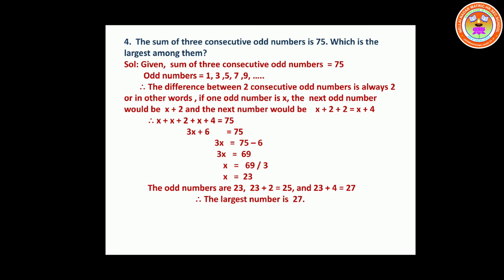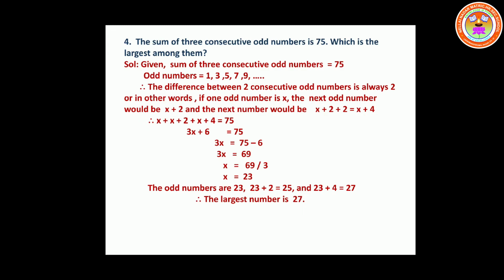Yes? Yes or no? If I am taking x as the odd number, the next odd number will be x plus 2. Yes? And the next odd number will be x plus 2 plus 2, that is equal to x plus 4. In order to explain this particularly, take any value, I will take 1 first. If I take 1 in the place of x, the next odd number would be 1 plus 2, which is 3. Yes, I have got the odd numbers 1 and 3.